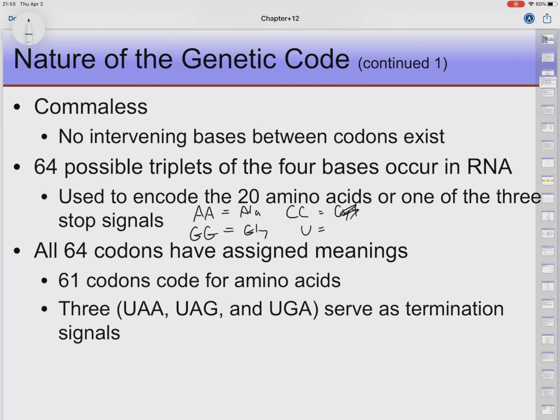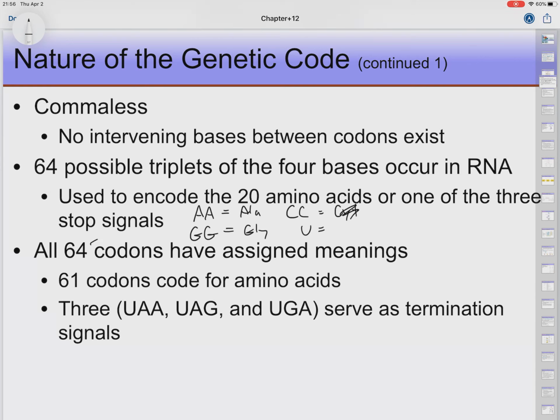You still don't have enough codes to get all the 20 amino acids. So nature necessarily needed to have a codon be 3 nucleotides so that we could have enough possibilities to encode 20 amino acids. Now, because there are so many extra codons, we're going to see that some actually code for multiple of the same amino acid.